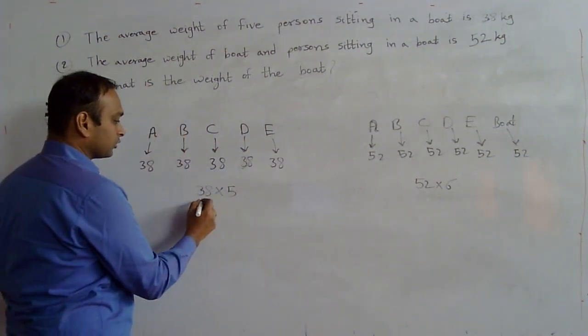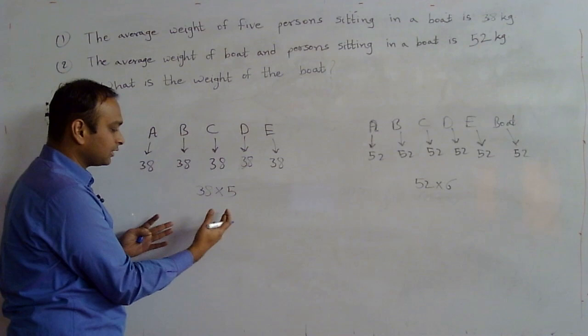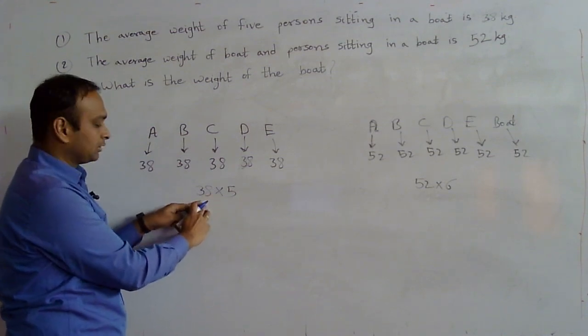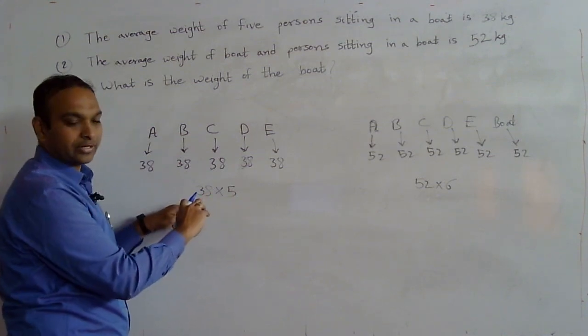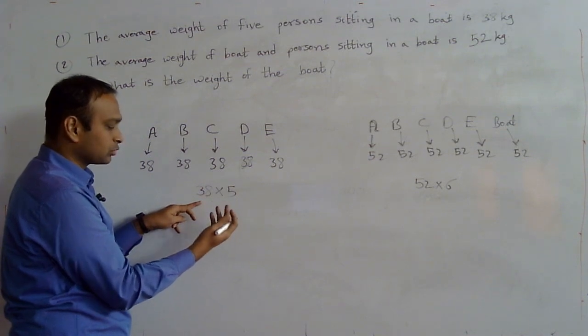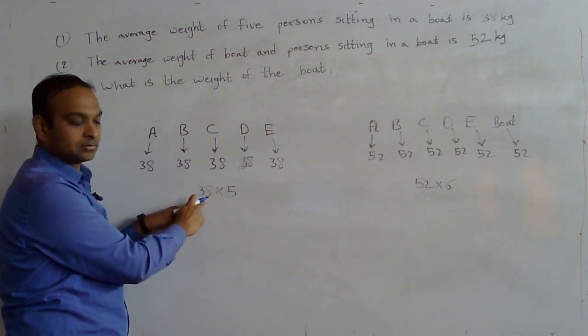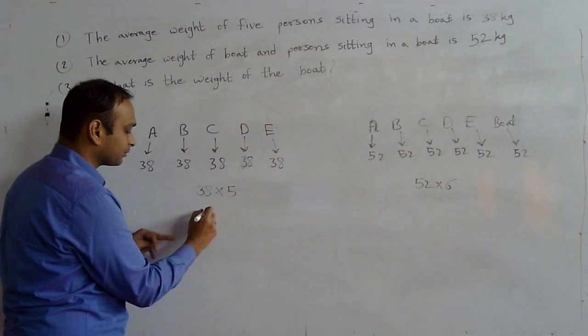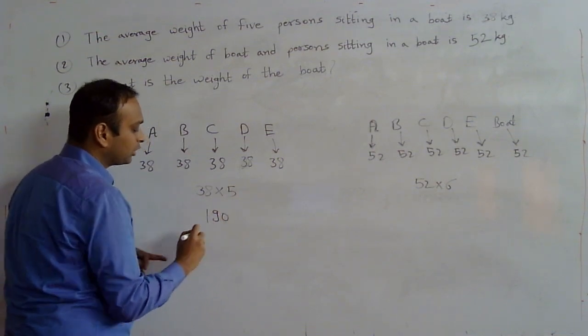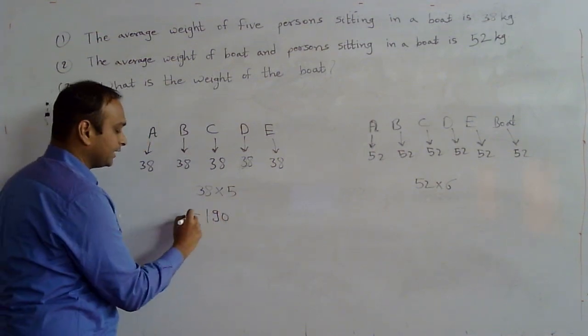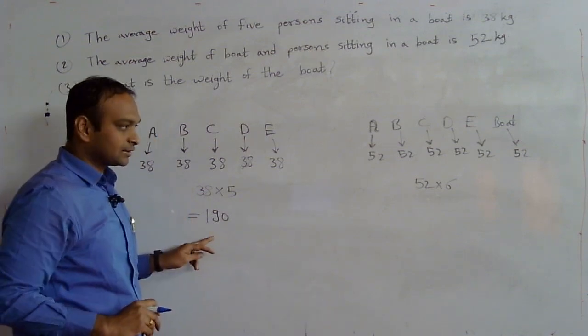Let's do it. So 38 into 5, we don't know the answer directly. Let's consider this as 40. 40 into 5, 5 4s are 20, so easily we get the answer as 200. But it is 2 less, 2 into 5 less, so 10 we can subtract, and the final answer will be 200 minus 10, which is 190. So the multiplication of this is 190.